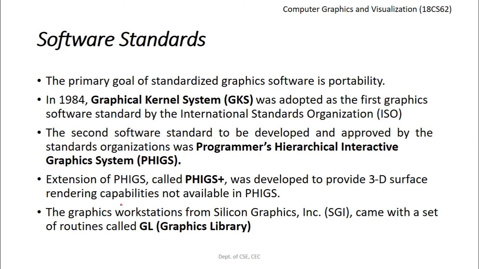In 1984, the Graphics Kernel System, or GKS, was adopted as the first graphics software standard by the ISO, the International Standards Organization. The second software standard to be developed and approved by the Standards Organization was PHIGS, the Programmer's Hierarchical Interactive Graphics System. An extension of PHIGS, called PHIGS Plus, was developed to provide 3D surface rendering capabilities that were not available in the earlier version of PHIGS. The graphics workstations from Silicon Graphics Incorporated, or SGI, came up with a set of routines called GL, or the graphics library. These are all the software standards that were developed.